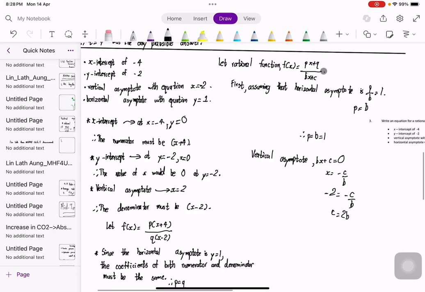So I first put this function as f of x equal to px plus 2 over bx plus c. For the horizontal asymptote, I set p over b equal to 1, so p is equal to b, which would be 1, of course. Moving on to the vertical asymptote, bx plus c is equal to 0, so finally we get c is equal to 2b. The vertical asymptote is x is equal to 2, so c would be 2, and b would be equal to 1.